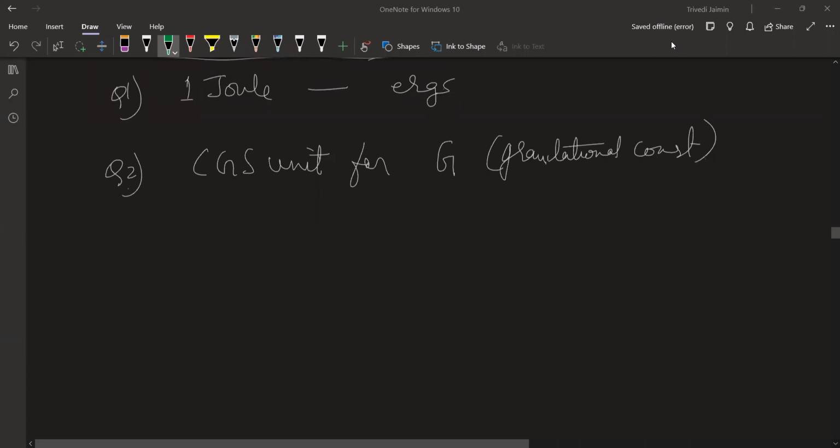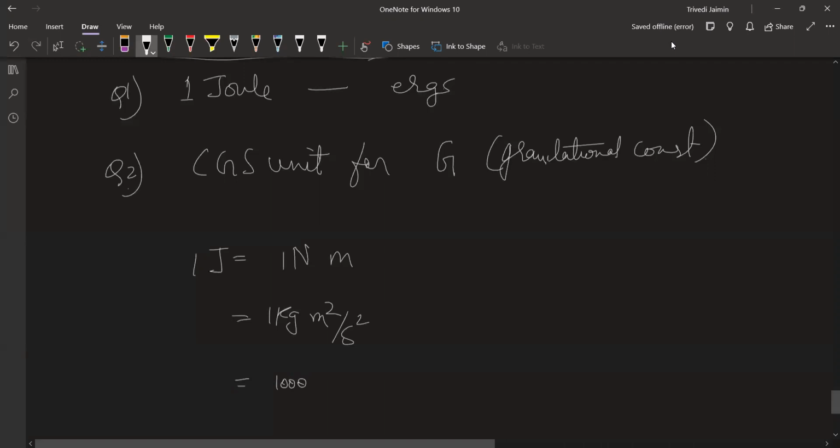So for example, 1 joule, that would be kg meters square per second square in SI units. 1 Newton meter. Yeah, so when you simplify it to the basic fundamental units, you would get kg meters square per second square. Now for that, you could change each of them individually.